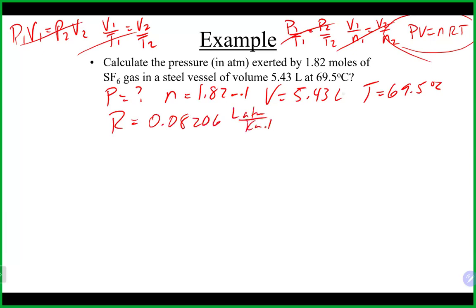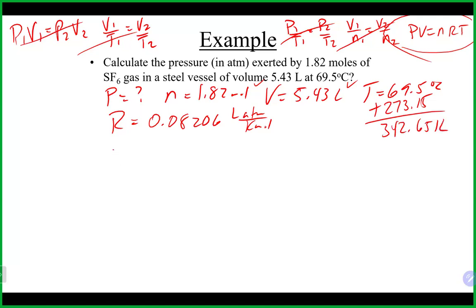So in terms of our volume, we're in liters, so that's good. We're in moles. By the way, a very common thing is you might be given things in grams and have to use the molar mass to go from grams to moles. Here we do need to do our conversion to Kelvin. So we'll add our 273. So 69.5 plus 273.15 is going to give us 342.65.